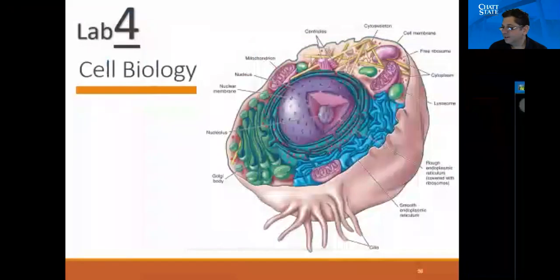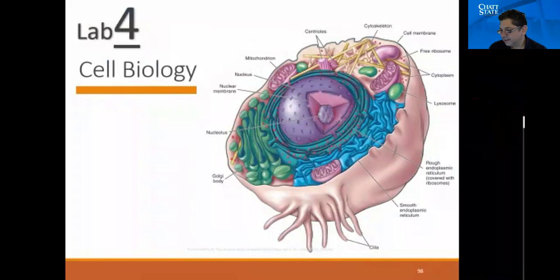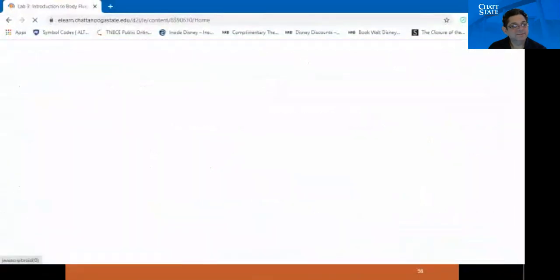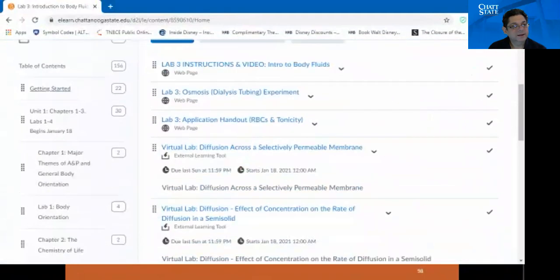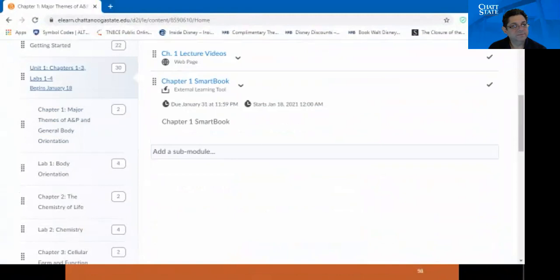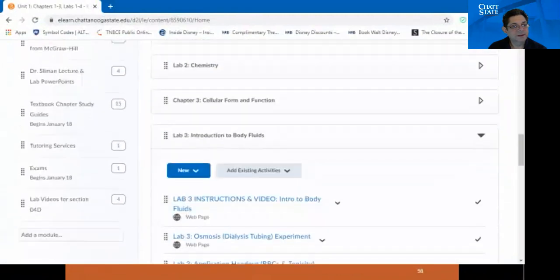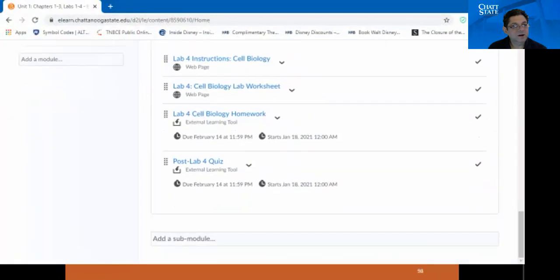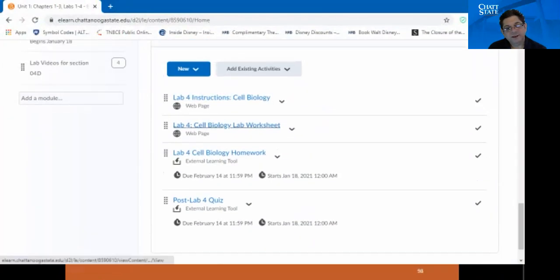Okie doke. Now let's look at the new worksheet we've got for lab today. Let me pull this over. So go to our course content, and then we're going to be looking at lab 4, of course. Whoops, wrong one. Let me collapse that out of the way. Lab 4, here we go. Lab worksheet right there.